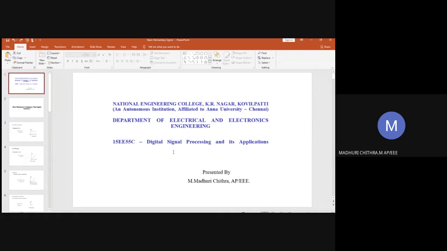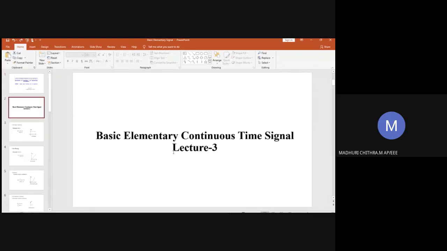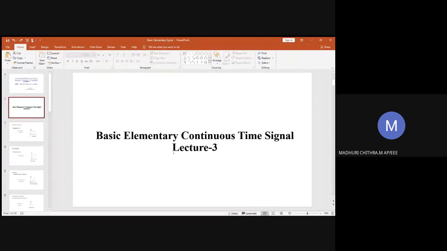In today's class, we are going to learn about the basic elementary continuous time signals. It's the third lecture. So already we have learned about signals, systems, types of signals, and also the components of the DSP system, advantages, disadvantages, and applications. So these are the basic things, a rewind of the topics from the previous days.